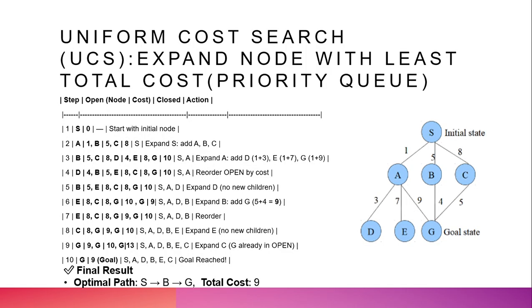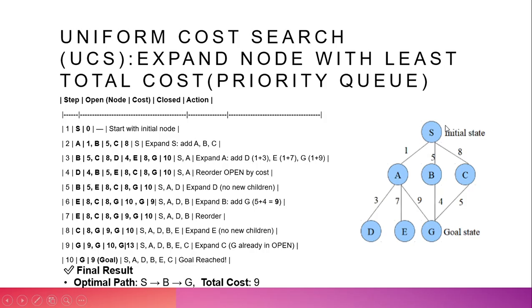UCS stands for Uniform Cost Search. It expands the node with the least total cost and it uses a priority queue. So let us see the same graph which we used for DFS and BFS. S is the start node and G is the goal state. Over here we have to check the path cost also.